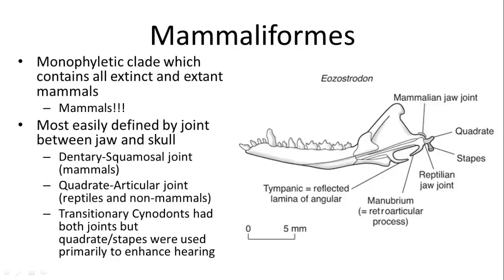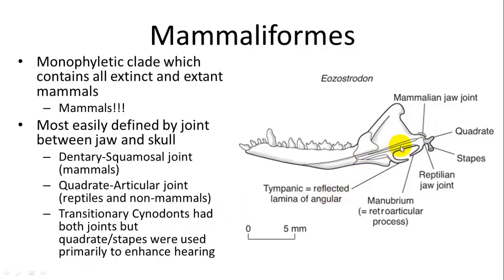Finally, Mammaliformes arose in the fossil record, and this is a monophyletic clade which includes all of the extinct and living or extant mammals. It's most easily and characteristically defined by the joint between the jaw and the skull. In mammals, you have a dentary squamosal joint. In non-mammals and reptiles, you have the quadrate articular joint. So therapsids and cynodonts have the quadrate and articular joint. Mammaliformes, then you see this mammalian joint.